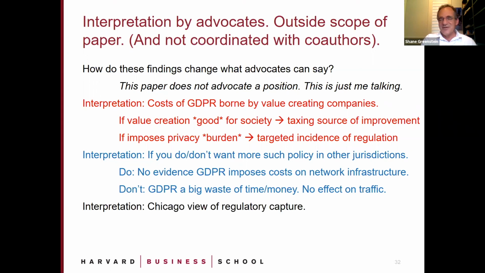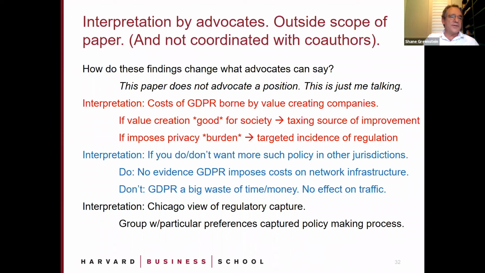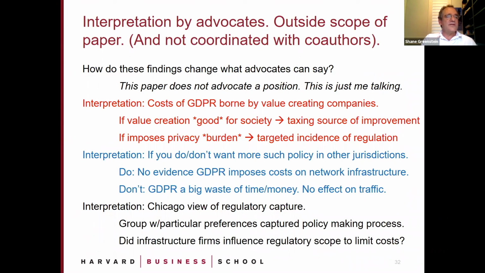Finally, I'll end with the Chicago view. If you had a Chicago outlook and a particularly cynical Chicago view of regulatory capture, you might interpret this as a group with particular preferences that captured the policymaking process and imposed their preferences on it. And you would immediately be asking the question after this paper, how did the infrastructure firms manage to influence the regulatory scope in order to limit their own costs? So just to give you a sense of where different economic advocates would come from.